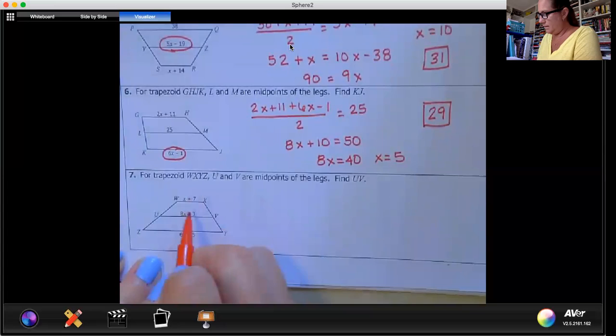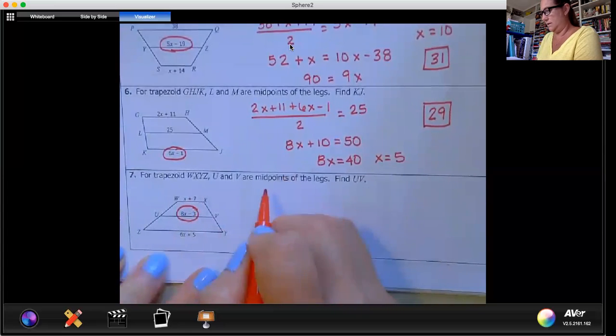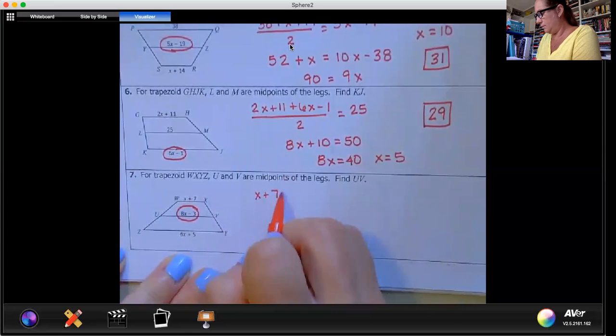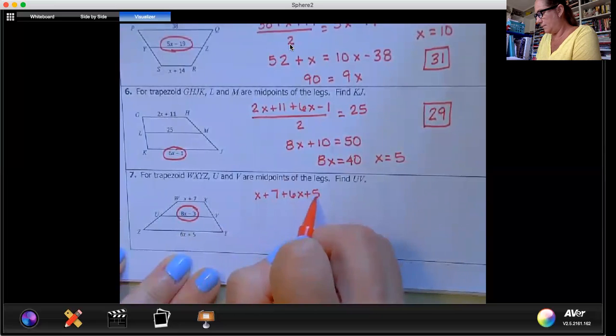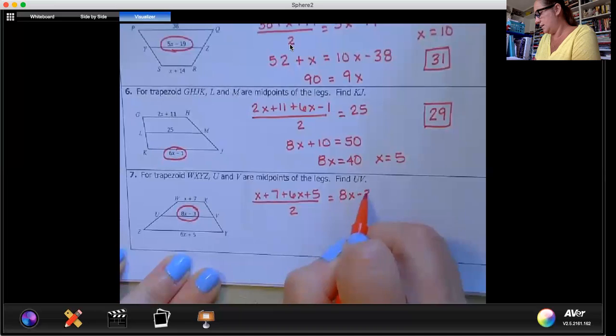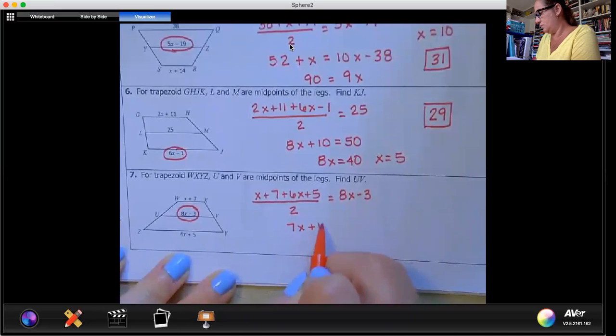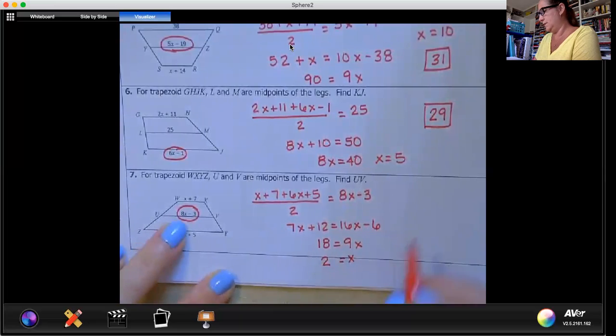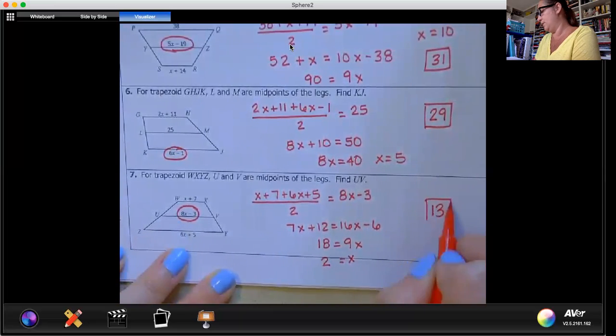Find UV. So x plus 7 plus 6x plus 5 divided by 2 equals 8x minus 3. 7x plus 12 equals 16x minus 6. 18 is 9x, so x is 2. So you get 13 when you plug in x.